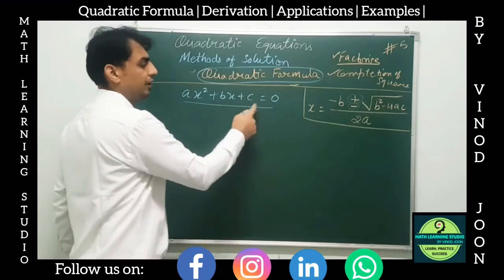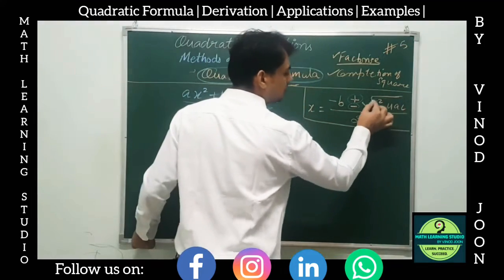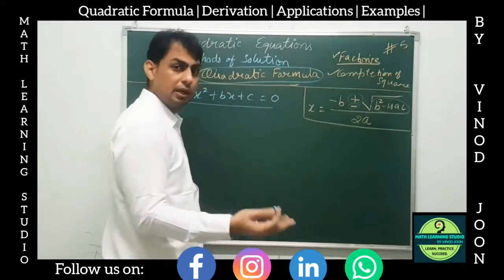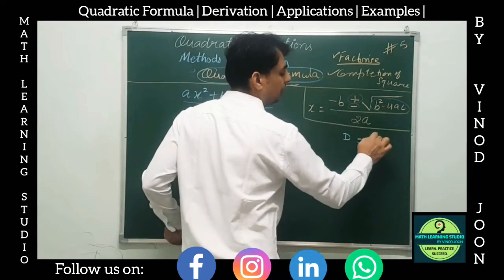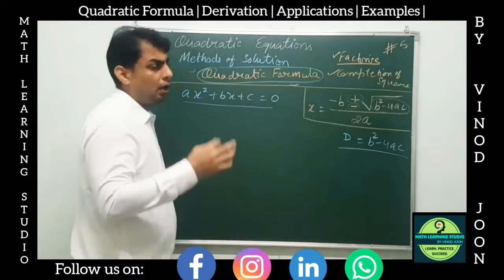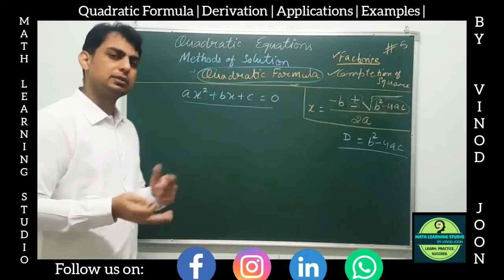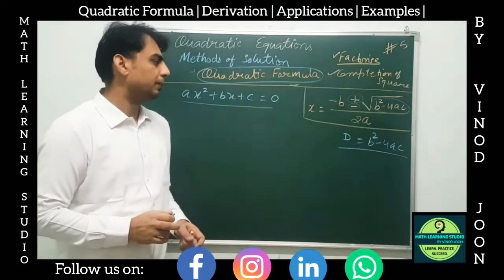What do we have to do? Find a, b, c, put the values there, and that's it. Now you can realize what this under the root b square minus 4ac is. This is nothing but the discriminant of the quadratic equation. So sometimes we write under root D also in that. That is the same meaning. It will not change the meaning.